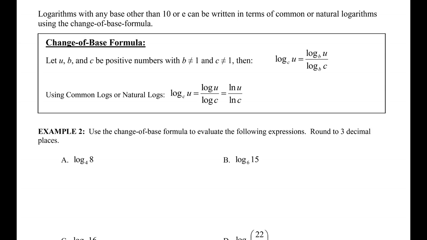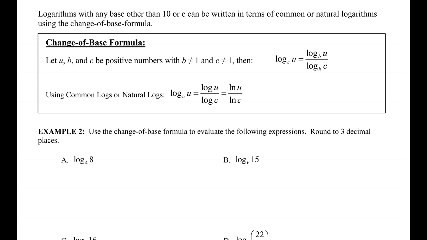Logs with any base other than 10 or e can be rewritten in terms of the common or natural logs using the change of base formula. Let u, b, and c be positive numbers with b and c not equal to 1. Log base c of u can be rewritten as log base b of u over log base b of c. Using the common log or natural log, we can rewrite it as log of u over log of c, which will allow us to evaluate it in our calculators.